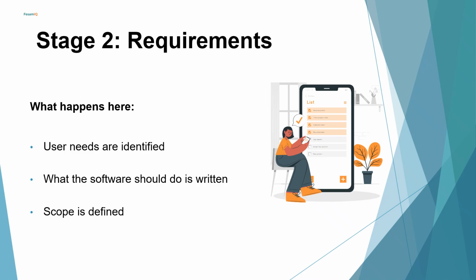So the second stage is the requirement stage. This stage answers the question, what exactly are we building? If requirements are unclear, the software will fail. Also, at this stage, the user needs are identified. What the software should do is written at this stage, and the scope is defined at this stage.